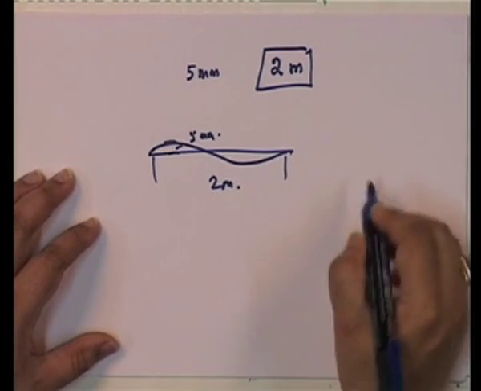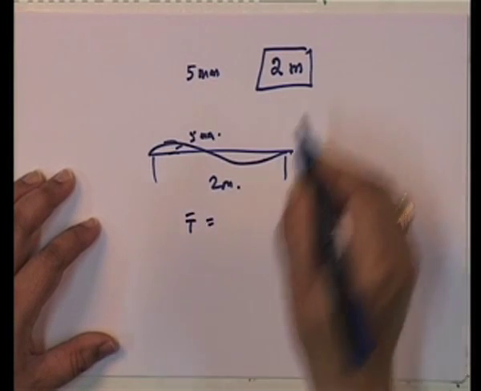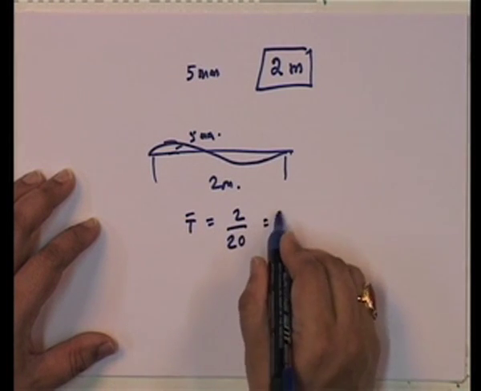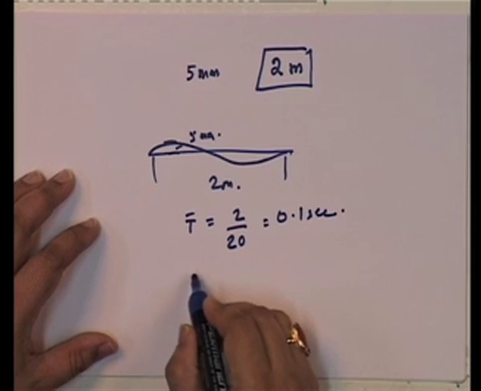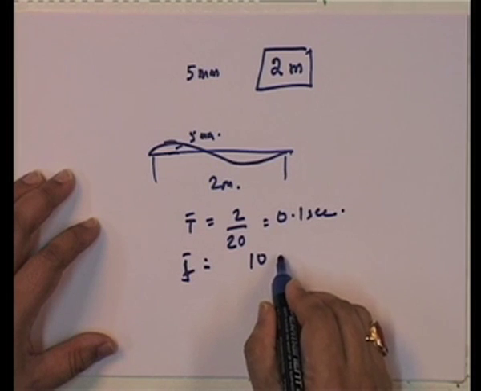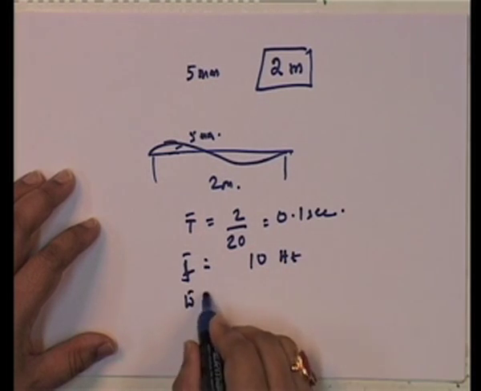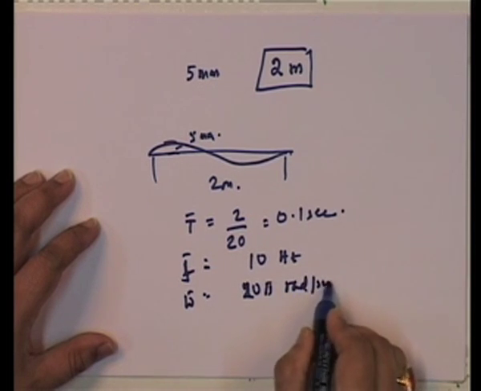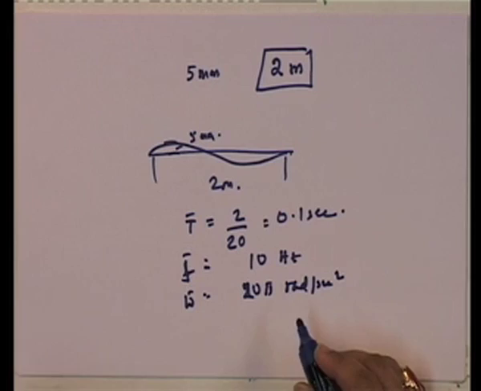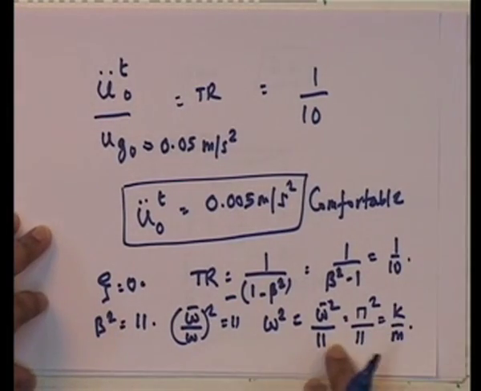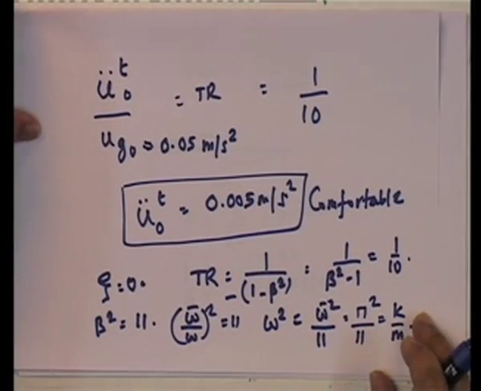Let's look at something very interesting. If it's this, then how long does it take to travel? If it's still traveling at 72 kilometers an hour, T prime becomes 2 upon 20. It takes 0.1 second. So F prime becomes 10 hertz. Omega bar becomes 20 pi radians per second. Okay. We still have that same problem. In other words, I still want the 1/10, right?